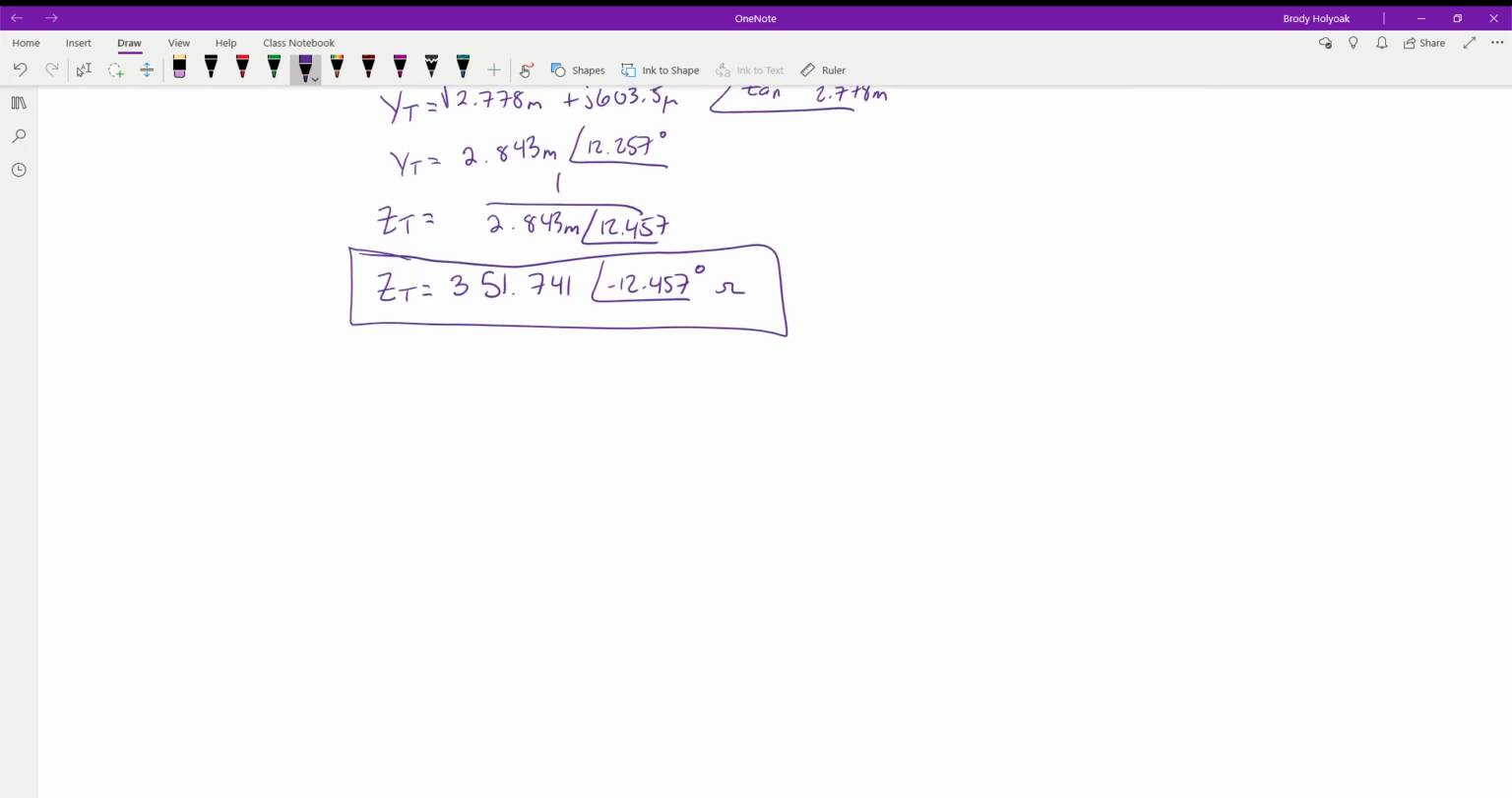Okay, so now we're going to continue on just like what we did before. We're going to solve for our I total. In this case, we have 4 volts at 0 degrees, divided by the 351.741 at negative 12.457. And that's going to give us a current of 11.372 milliamps at 12.457 degrees.